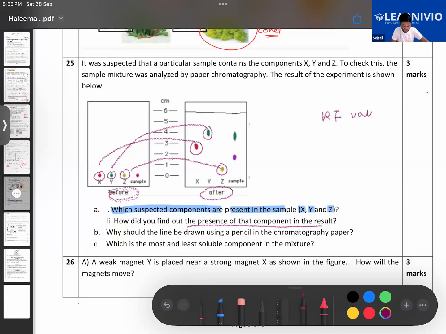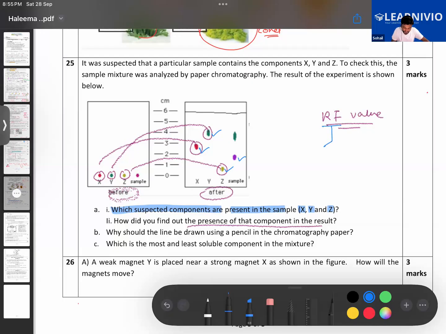Let me explain this. Talking about the RF factor, or retention factor, it tells you how much a component will be moving through the paper as compared to the other components present in the mixture. For example, how much this red one has moved, how much this green one, this yellow, or this violet one has moved. That is told by the RF factor, basically the retention factor.